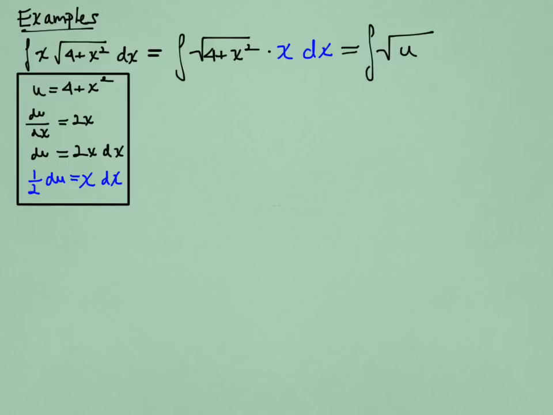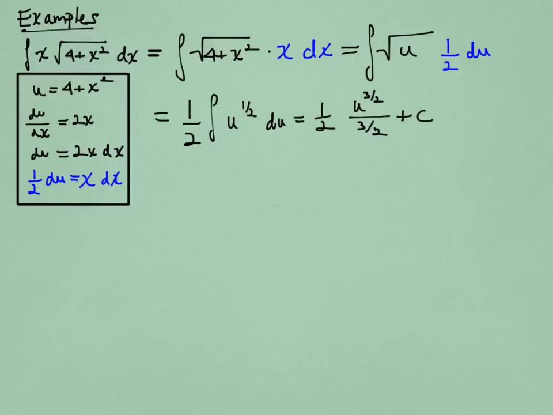And then I have this x dx. x dx comes at the cost of 1/2 du, so I'm going to substitute that with 1/2 du, and I now have an integral that only involves this new variable u. Now that 1/2 is just a constant, so I'm going to put it outside. The square root is just a power of 1/2, and I integrate this expression, it's just a power form.